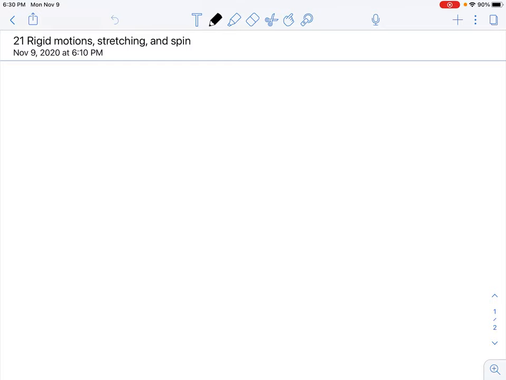Hey everyone, today's lesson is going to be on rigid motions, stretching, and spin in arbitrary motions. So, rigid motions and stretching and spin in arbitrary motions. This will be chapters 10 and 11 in the textbook. We're skipping a little bit of them, so you should read those chapters in their entirety.